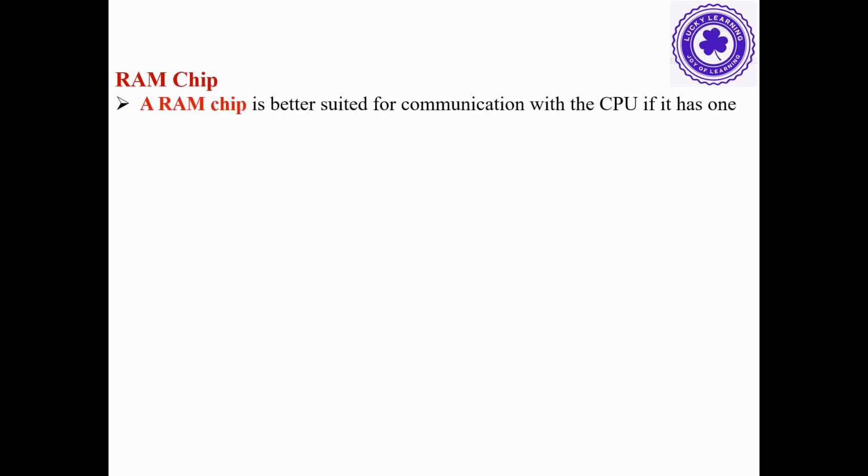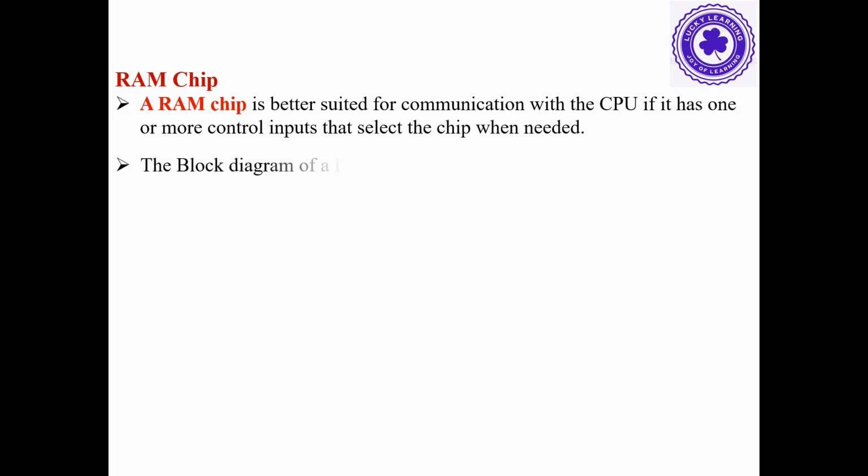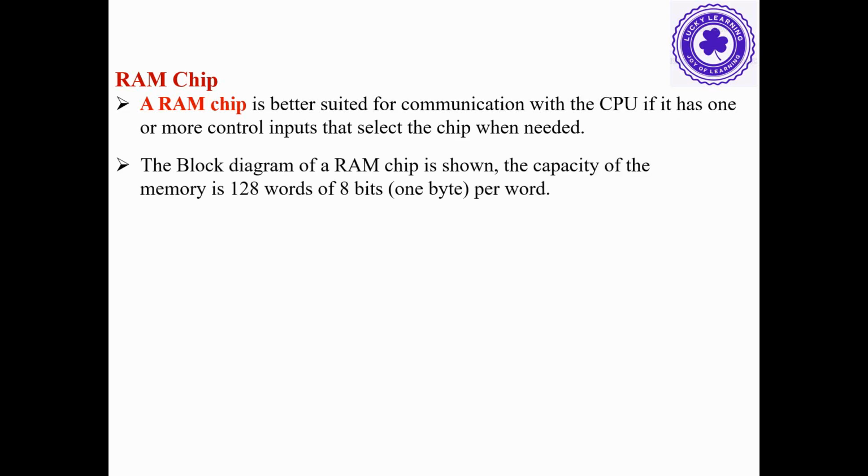Now first we'll see the structure of a RAM chip. A RAM chip is better suited for communication with the CPU if it has one or more control inputs that select the chip when needed. The block diagram of a RAM chip is shown. The capacity of the memory is 128 words of 8 bits per word. We call it 128 by 8 RAM.